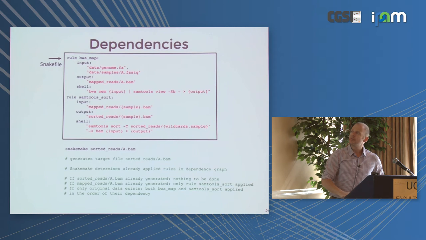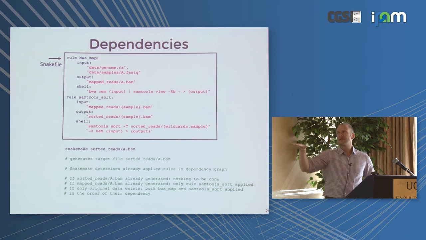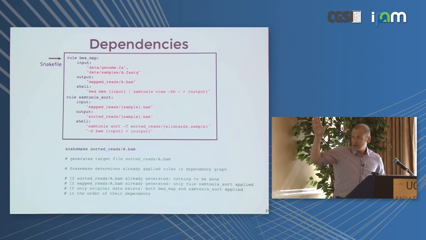and then, oh, I forgot to insert the wildcards into rule bwa_map. Anyway, it still works. And then it executes bwa_map, executes samtools_sort, and then you're done. And it's just one click. snakemake sorted_reads/a.bam, click.